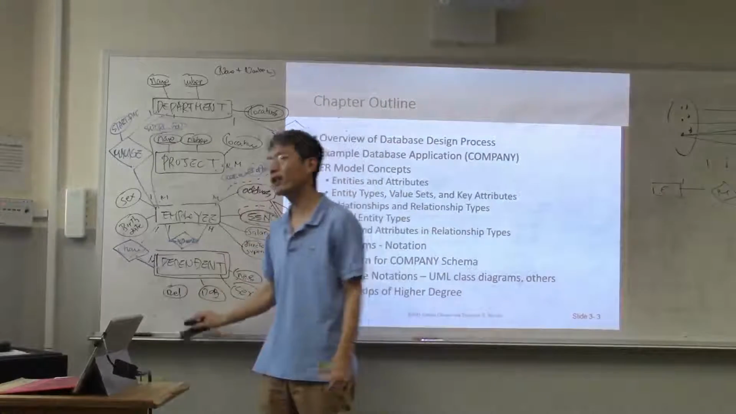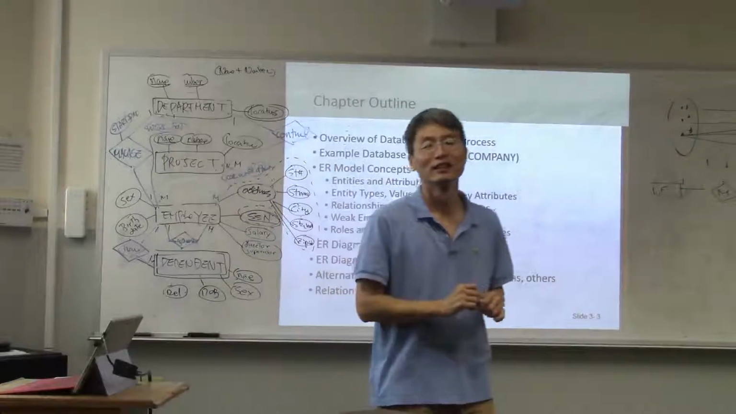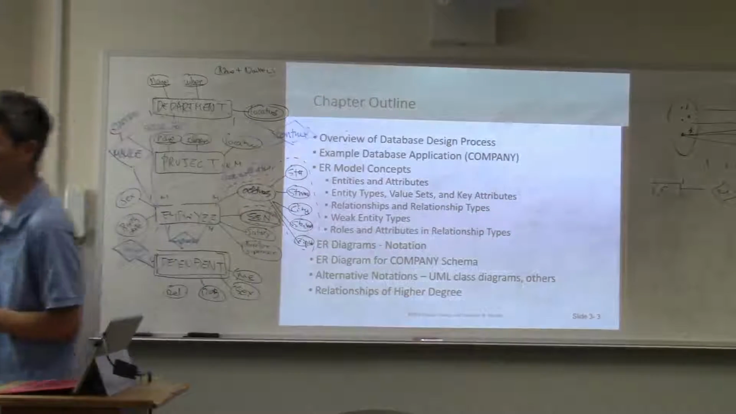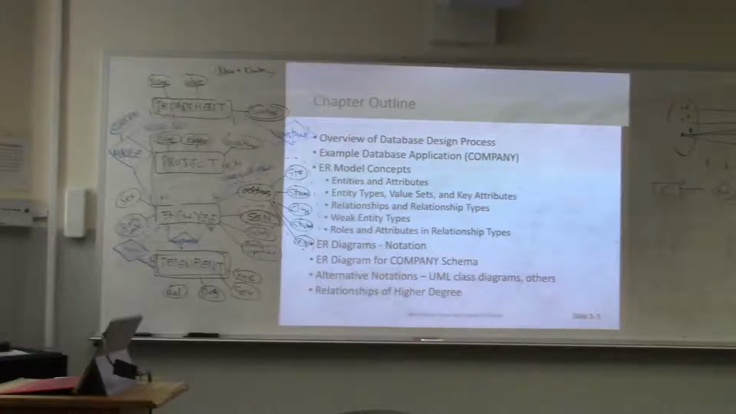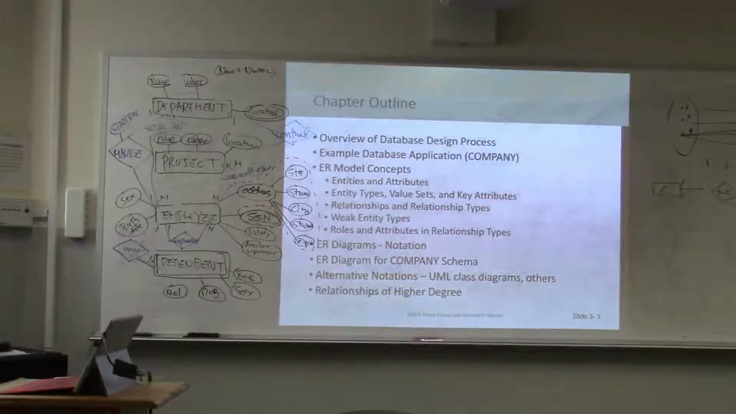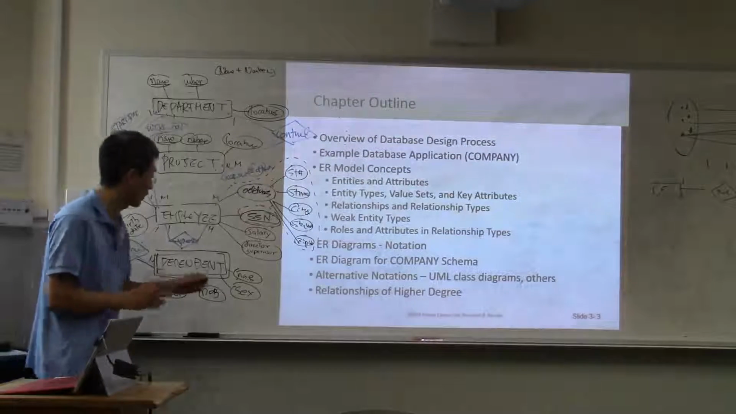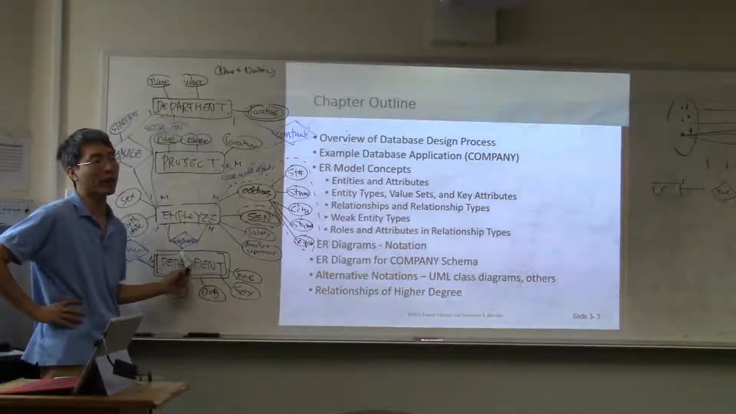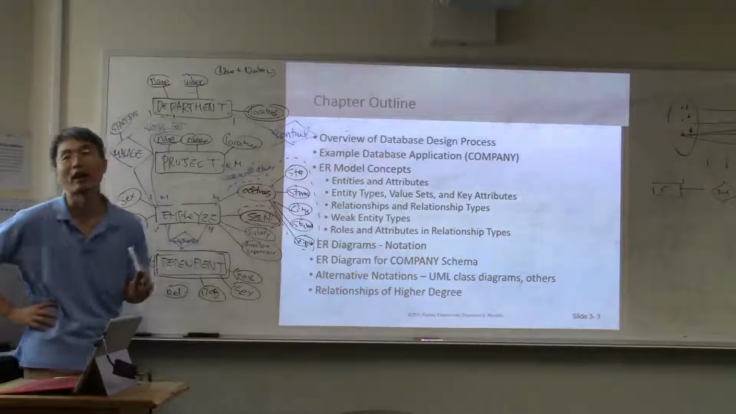That's it. Any questions? Can you explain the weak entity and weak attribute again? Okay, one more time. So this is the only entity that does not have key attributes.